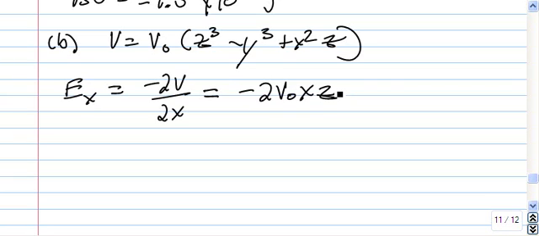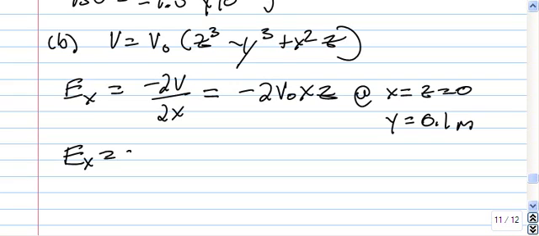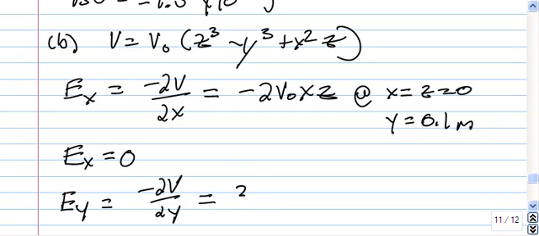Now, at the point that we're evaluating this, x is equal to z is equal to 0, and y is equal to 0.1 meters. That means that Ex is equal to 0. I get this just by putting in the values for x, y, and z into the expression I got for Ex. What about Ey? Well, Ey is equal to minus dV/dy. In this case, that winds up being minus 3 V naught y squared. I can put in the numbers, 3.